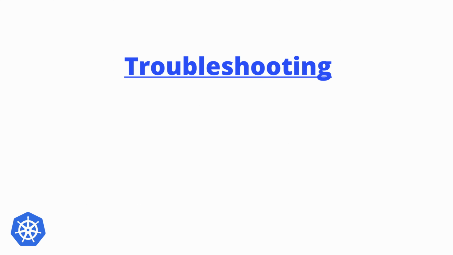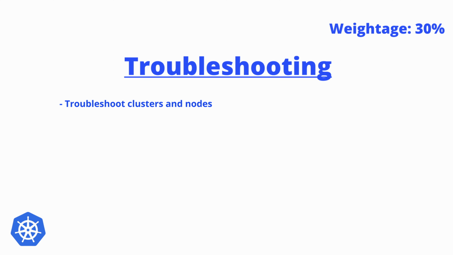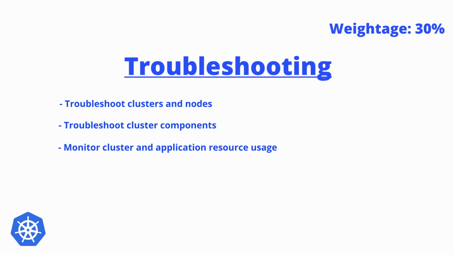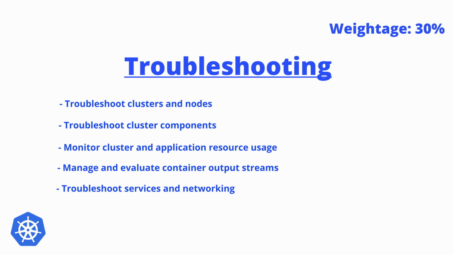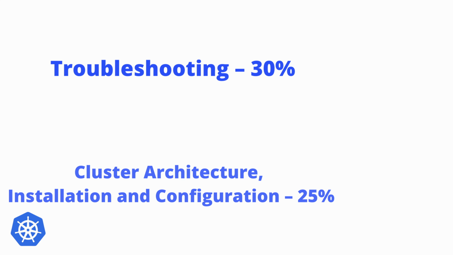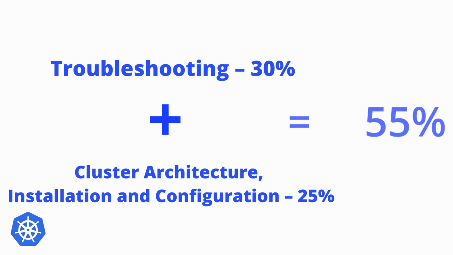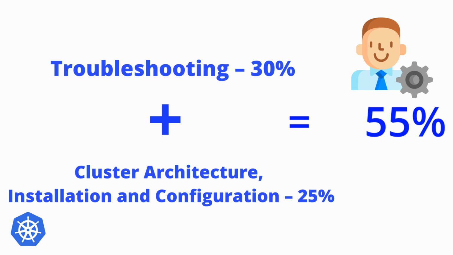Another section will be about troubleshooting, and this will be the most weightage carrying topic, carrying 30% of the weightage. The main objective here will be to troubleshoot clusters and nodes, troubleshoot cluster components, monitor cluster and application resource usage, manage and evaluate container output streams, troubleshoot services and networking. So troubleshooting and cluster architecture, installation and configuration together have more than 50%, that is 55% of the whole weightage. The focus has really shifted to more of the administration part. So this is what will be included in the new exam pattern.